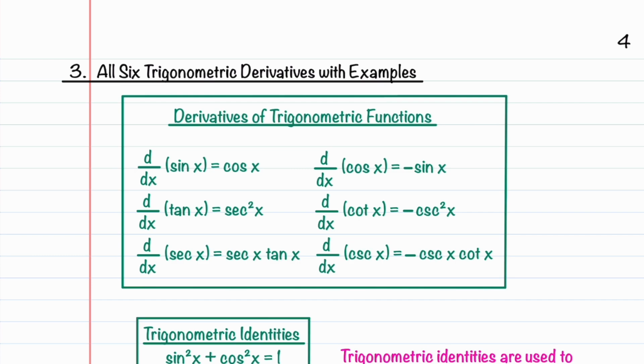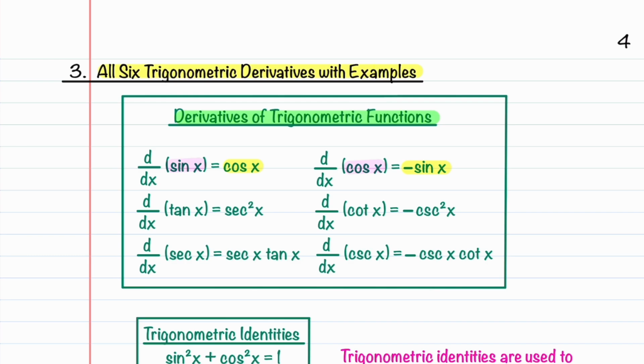We're now going to learn how to find the derivative of all 6 trigonometric functions and walk through some examples. I have listed the derivatives of all the trigonometric functions here in this table. Let's go over them, and I want to show you some patterns. The derivative of sine x is cosine x, and then the derivative of cosine x is minus sine x.